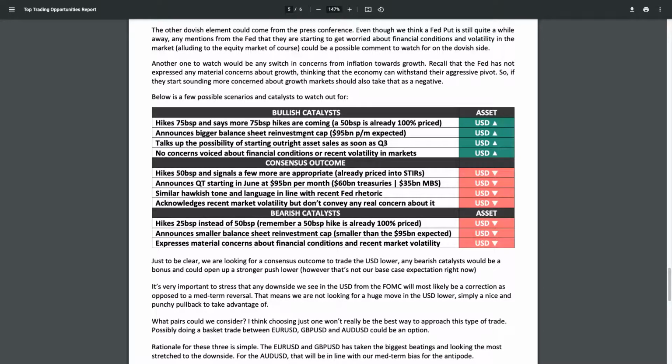If they announce a bigger balance sheet and reinvestment cap, so if it's above 95 billion per month, that's hawkish. Again, expect dollar upside. If there's a possibility of outright asset sales as soon as Q3, that's hawkish for the dollar. Dollar upside, dollar index. Look for a breakout of those multi-year highs. Okay.